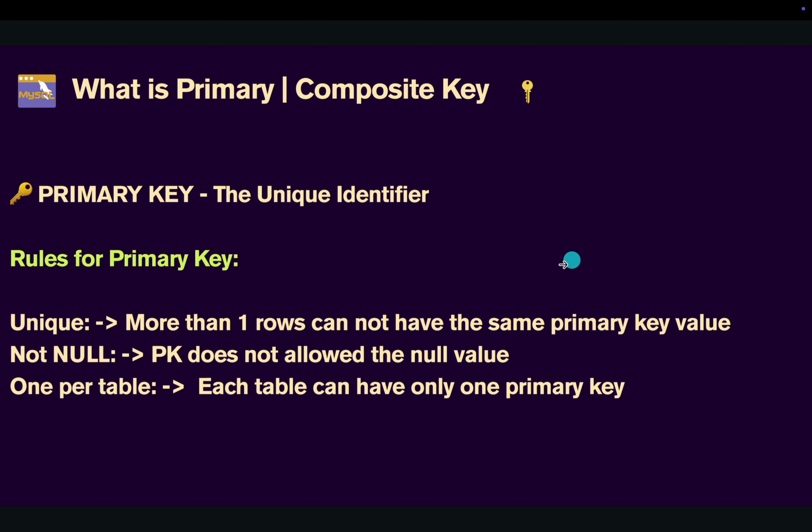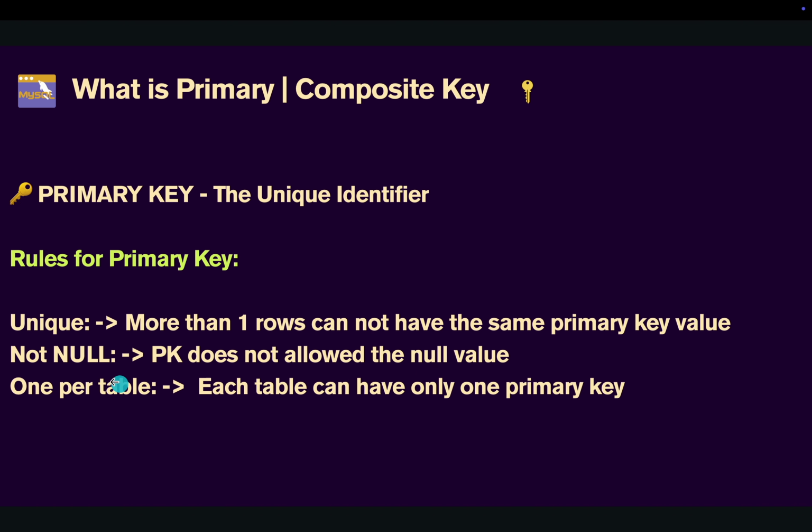So first, what is the primary key? The primary key is a unique identifier. When you define a primary key, you need to understand the rules associated with it. First, it must be unique: you cannot have duplicate data in a primary key column. More than one row cannot have the same primary key value.